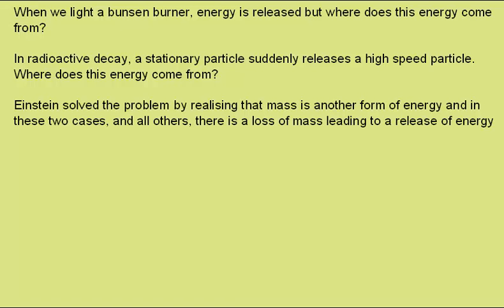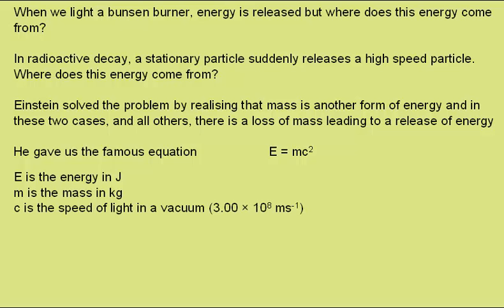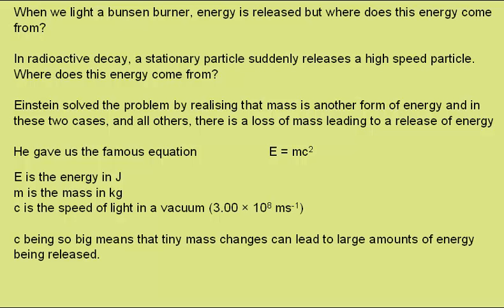Einstein solved the problem by realizing that mass is simply another form of energy, and in these two cases, and all others, there is a loss of mass, leading to a release of energy. He gave us the famous equation E equals mc squared, where E is the energy in joules, m the mass in kilograms, and c the speed of light in a vacuum, which is 3 times 10 to the 8 meters per second. c being so big means that tiny mass changes can lead to large amounts of energy being released.